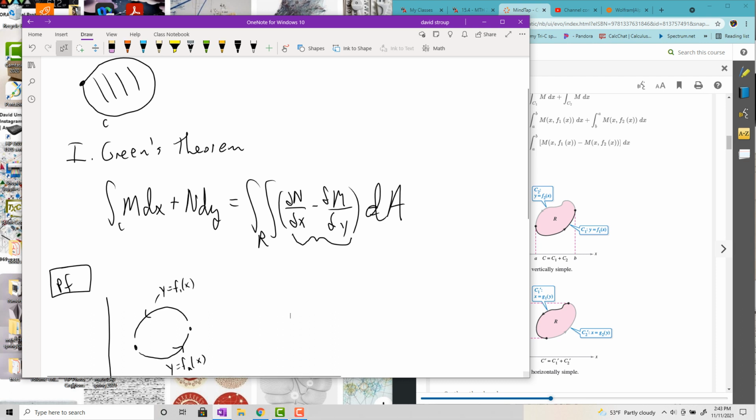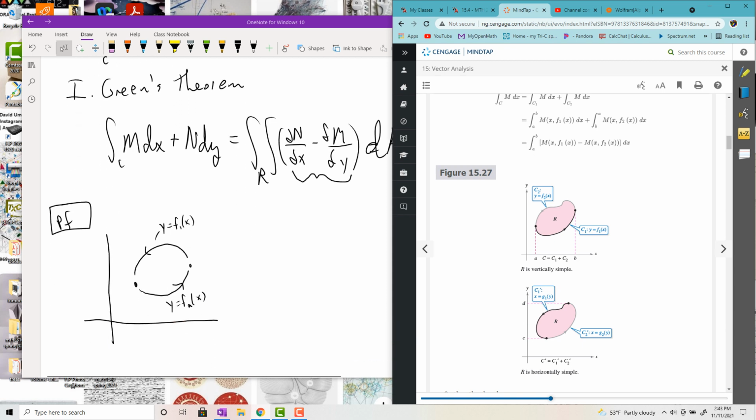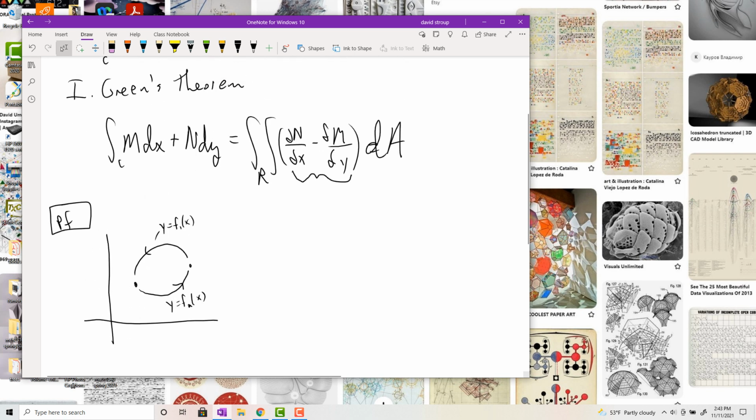So what you're going to do is take a piece of Green's theorem and show it's true, and then take the other piece and show that's true. The piece we want to start with is this line integral of M dx. Recall that M is some function of x and y, from this vector field F, which is equal to M of x comma y, N of x comma y.